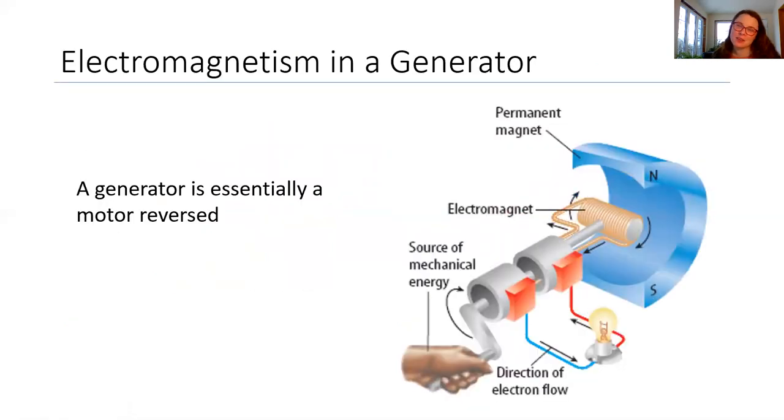Generators. I think there are lots of generators around here. Generators are basically motors reversed, so they work exactly the same way. In this case, the hand is acting as the operator. We'll often use a gas generator, where we're using fuel to cause that motion. But as the hand turns, it causes this coil to turn inside of a large magnet.